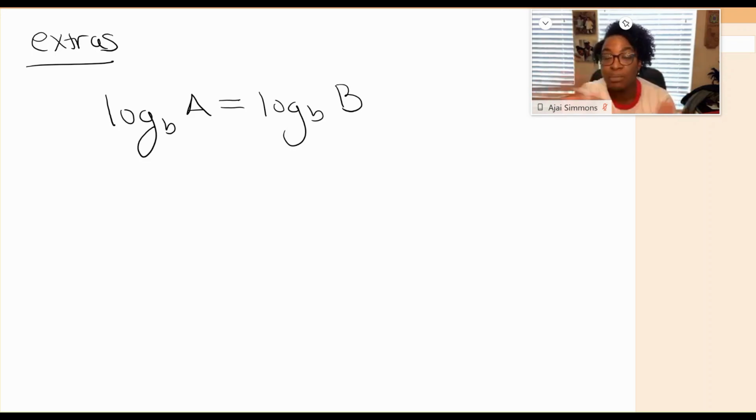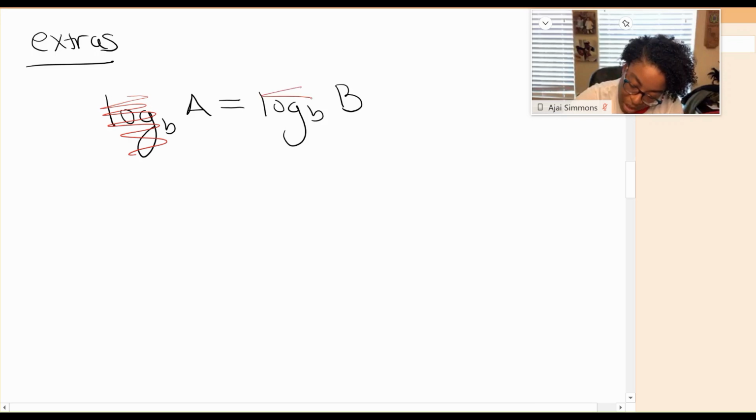Same base, same log, okay? If they are exactly the same and they're equal to each other, then you can basically ignore these logs and say that A is equal to B.